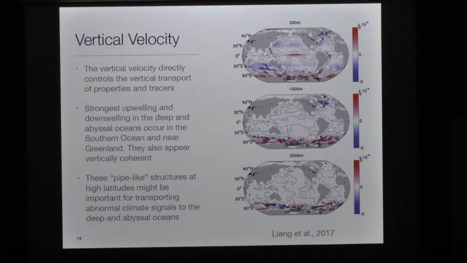But if you go deeper, I mean, go to 1,000 meters or 3,000 meters, you find that the strongest upwelling and downwelling mainly occur again in the Southern Ocean and North Atlantic Ocean. So those are the regions where you have the strongest upwelling and downwelling. The reason is actually quite simple. For this region, we know we have the strongest current on Earth.